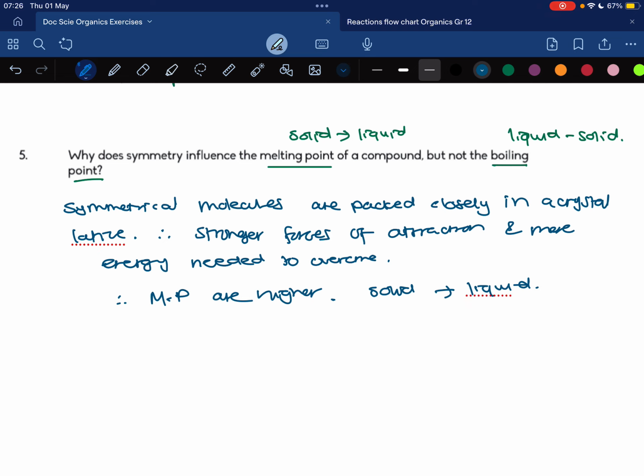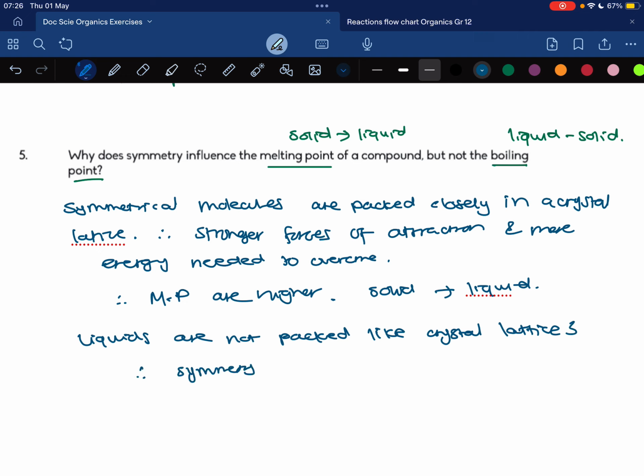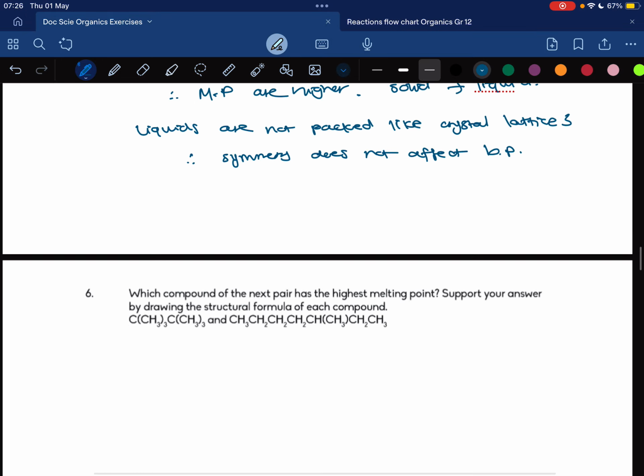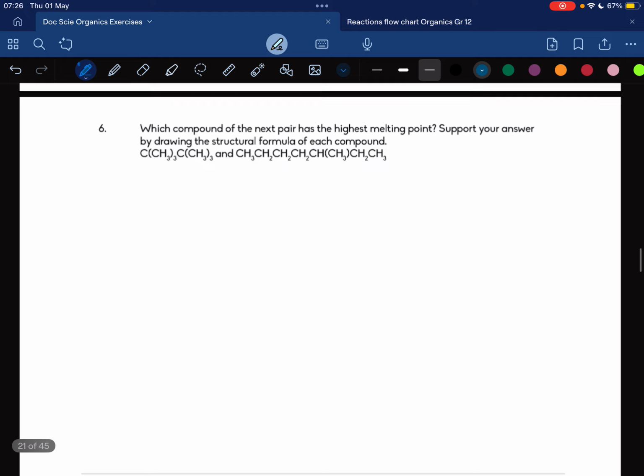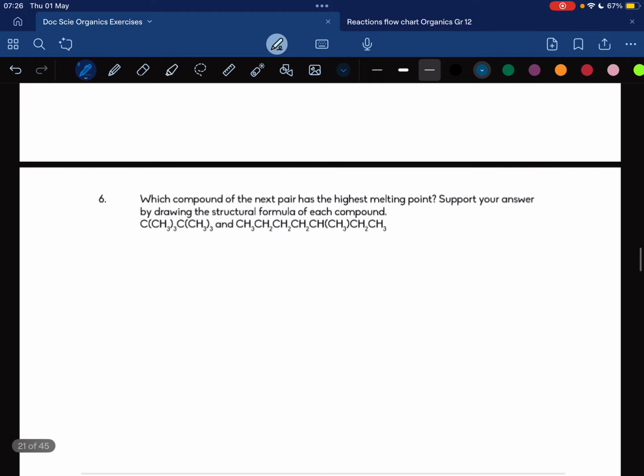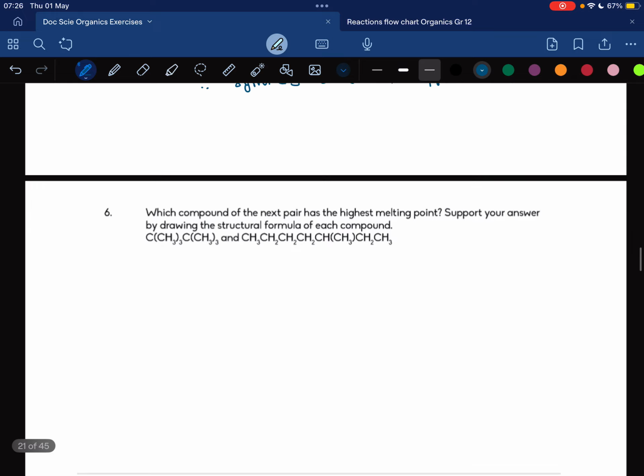Okay, but if we think about liquids, they are not packed like crystal lattices are. So therefore the symmetry does not affect boiling point. Okay. So I'll go through one or two of them more with you.